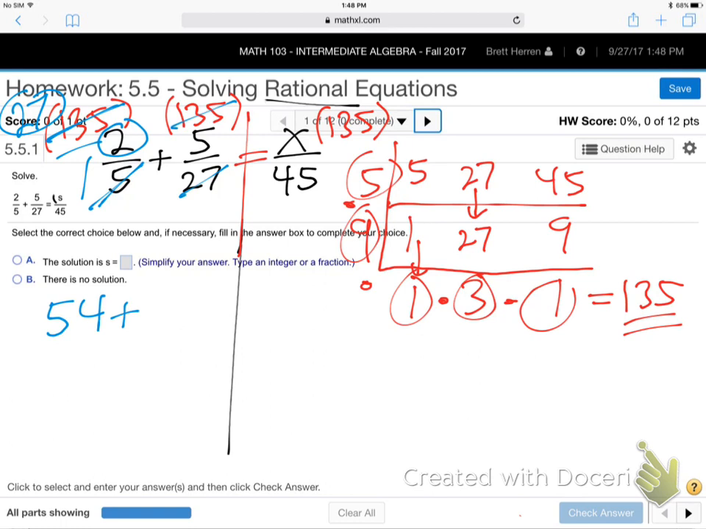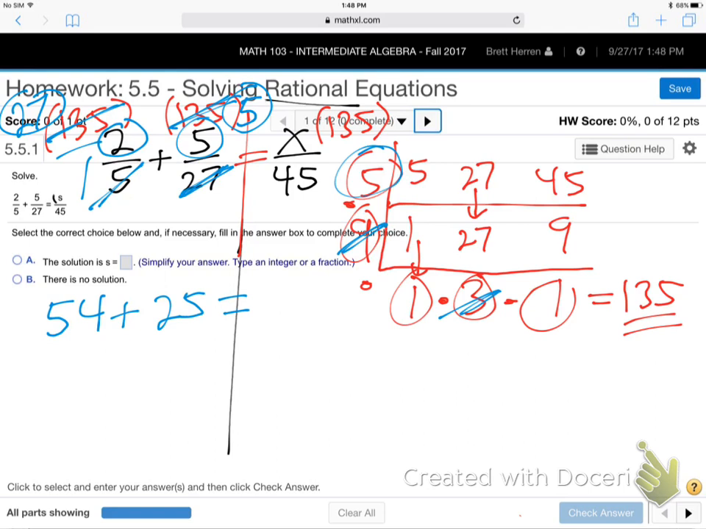27 goes into 135 5 times. By the way, if you want a little more information, here's a little trick. 135 is made out of all these guys multiplied together. So if you take out 27, you're taking out 3 and 9. That's 27. What's left? Of course it's 5, right? Anyway, you can just use a calculator. So 27 goes into 135 5 times. The leftovers multiply, the 5 times 5, 25.